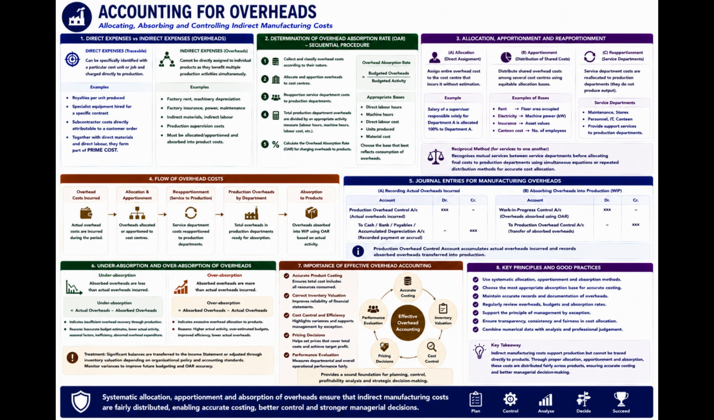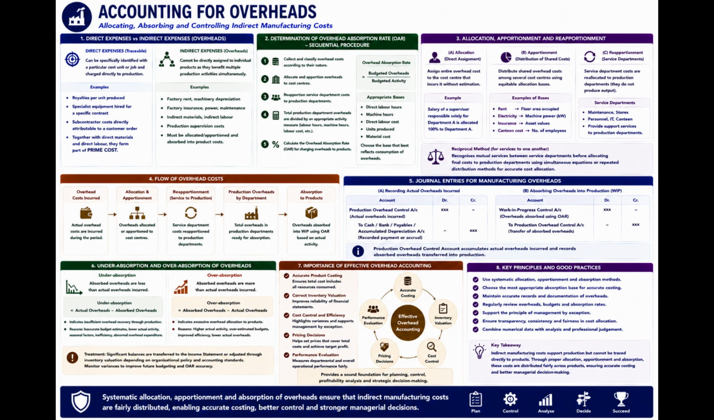Direct expenses are costs that can be specifically identified with a particular cost unit or job and are therefore charged directly to production. Examples include royalties paid per unit produced, specialist equipment hired for a specific contract, or subcontractor costs directly attributable to a customer order. Together with direct materials and direct labor, direct expenses form part of the prime cost of production.